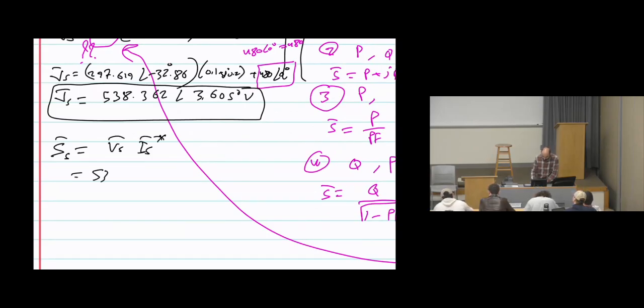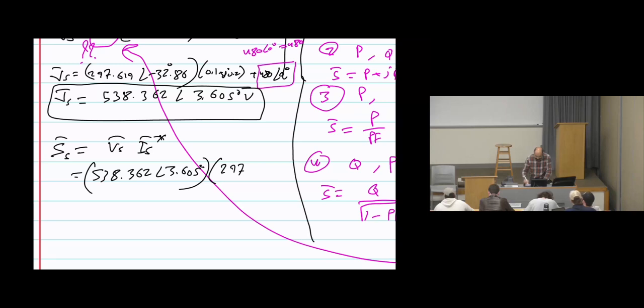V source, 538.362 angle 3.605 degrees, times I source, which we calculated as 297.619 angle negative 32.86 degrees. And don't forget the conjugate again. So before substituting this in the calculator, do the conjugate first in your sheet here. So let's do the conjugate first.